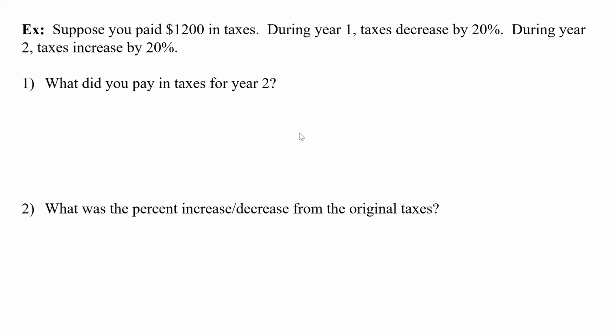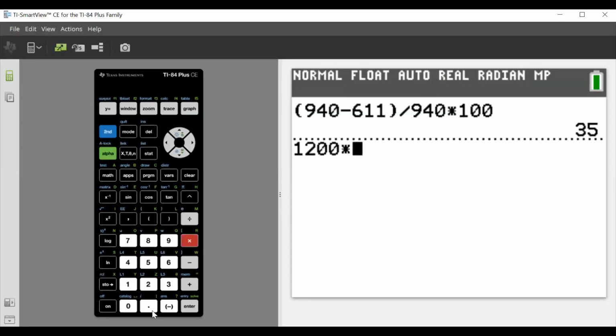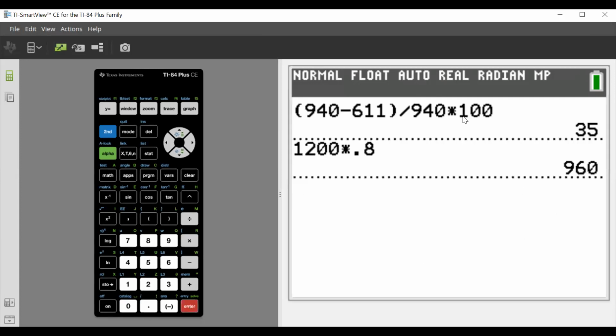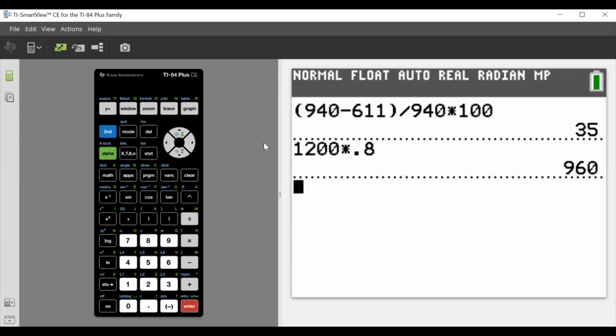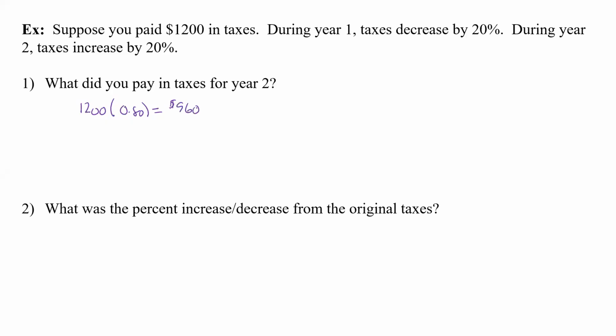So what we have to do is figure out after year 1, we're going to go from 1,200 and we're going to decrease it by 20%. So how much is going to be left over? Remember, if we take 1,200, left over is 80% of that. So if we take that times 0.80, that's going to be what it's going to be after year 1. So we'll take 1,200 times 0.8, and we get 960. So that's how much it is after year 1.